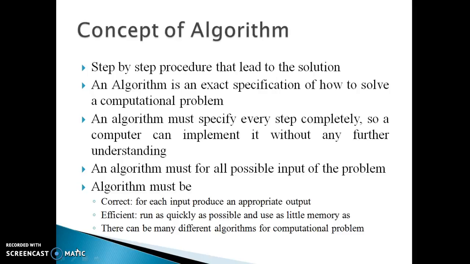So the program must, for each input, produce the output. Efficient means what? It runs as quickly as possible, and it takes little memory and less time to execute. That is nothing but efficient. There can be many different algorithms for a computational problem. The same problem can be solved in many different ways. We have to find the efficient one with the help of the complexity, time and space.